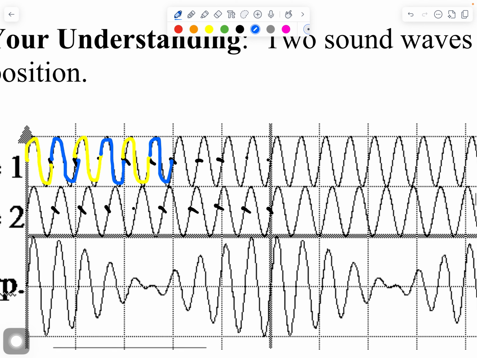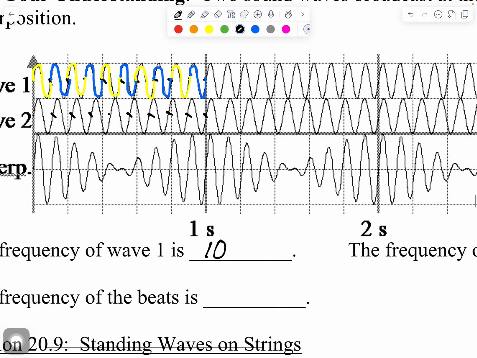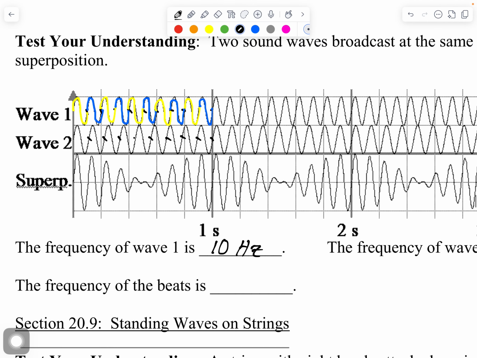Now I'm going to keep going all the way to 1 second here just to make it easy, okay? So I'm going to keep going. There's 7 cycles. There's 8. There's 9. And there's 10. So that's why I made all those little black marks in there, because they indicate where the new cycle is going to begin. So I have 1, 2, 3, 4, 5, 6, 7, 8, 9, 10 cycles per second, or 10 hertz. Frequency of wave 1 is 10 hertz.